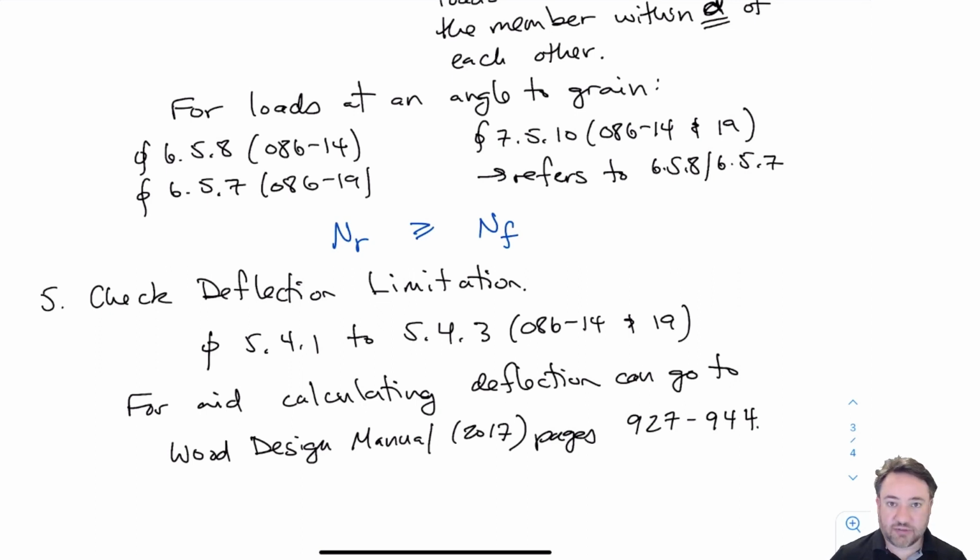And calculating the deflections is not specific to wood, so you can use any method you like to calculate the actual deflections of the members, but there is some help in the Wood Design Manual, pages 927 to 944, which provide a lot of tables and easy calculation methods in order to determine deflection, which you can compare against that deflection limitation. So those are all the checks that we need to do for wood.